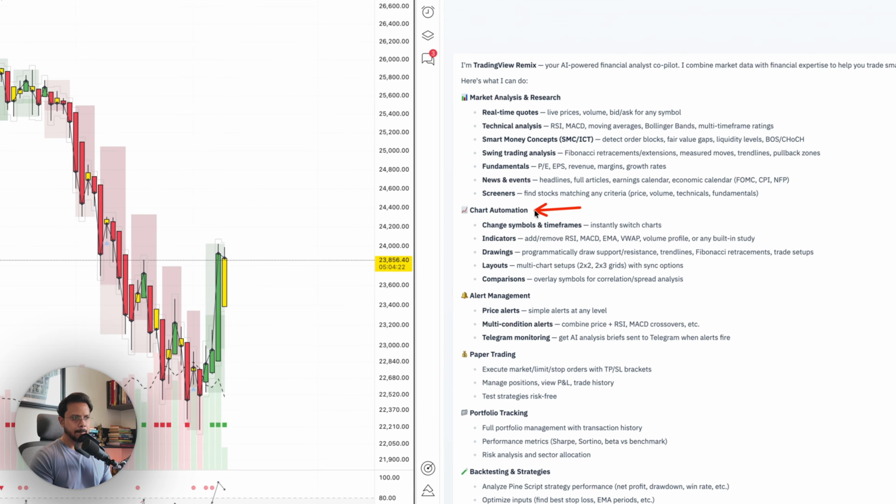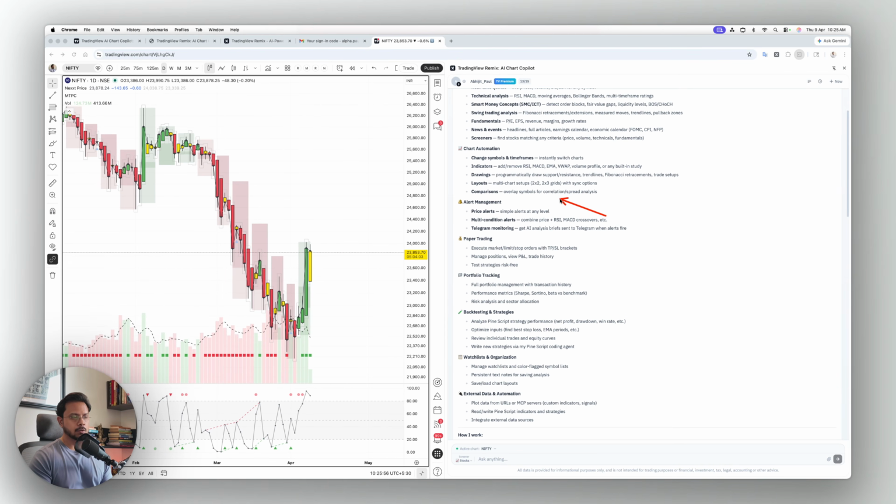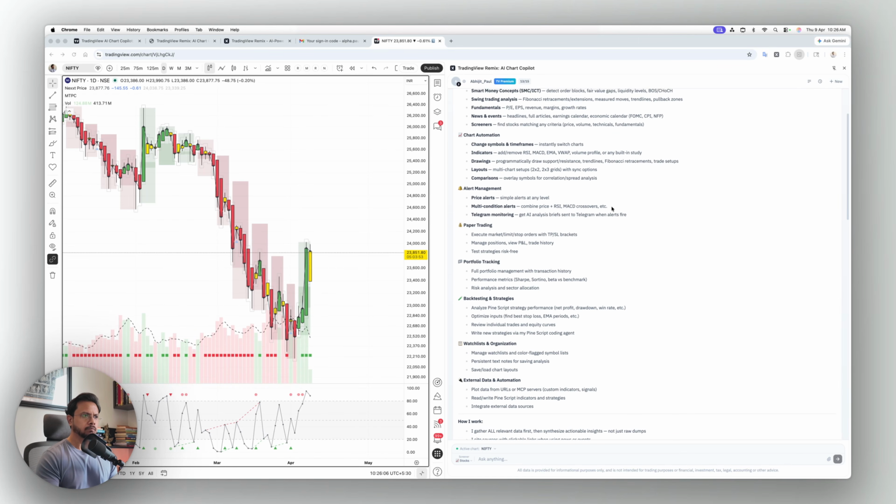Chart automation is the second category, where you can change symbols and time frames, change this chart to multi-time frames, drop this indicator, draw some supports and resistances. We'll probably do that in this video later. Drop some Fibonacci retracement, maybe some Elliott wave principles, who knows. Then you can do some comparison also. So let's say, do a comparative analysis between crude and Nifty. I don't know, I've not done that. It's just as I'm recording this, it's coming to my mind and I'm sharing it with you.